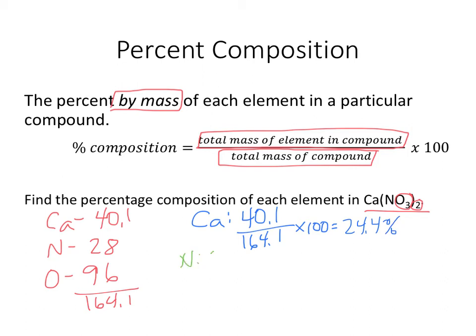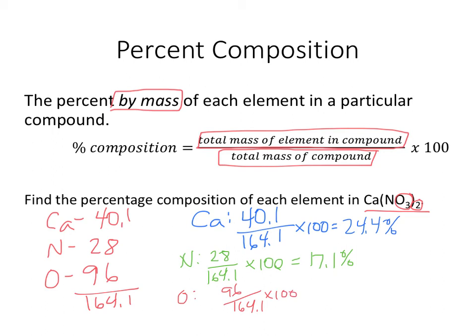Now on to the nitrogen. So for the nitrogen, that's going to be 28 over 164.1, not 14 over 164.1. And that is because out of that 164, 28 of it was nitrogen, not the mass of a single nitrogen. So when I divide that and multiply it times 100, I get 17.1%. And finally, we have oxygen. That's a total of 96 out of that 164.1 times 100.